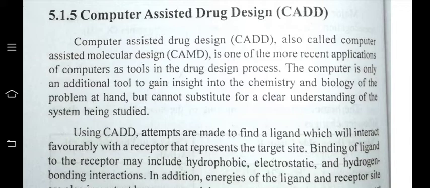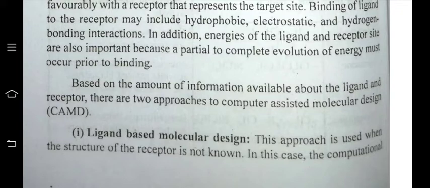Using CADD, meaning computer assisted drug design, attempts are made to find the ligands which will interact favorably with the receptor that presents the target site. Binding of the ligands to the receptor may include hydrophobic, electrostatic, and hydrogen bonding interactions. Based on the amount of information available about the ligands and the receptor, there are two approaches to computer assisted molecular design. Ligand based molecular design: this approach is used when the structure of the receptor is not known.